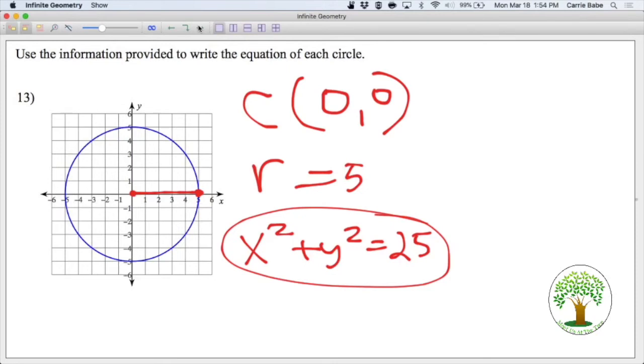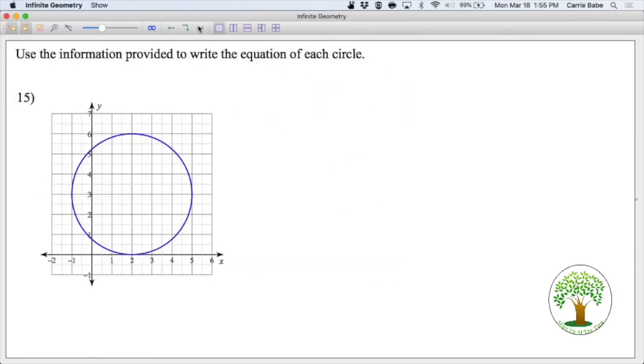Let's do number 15, and that one will be the last one. This time, the center is not at 0, 0. This could be tricky to find the center. What is the center for this one? What I did is I found the lines that were the longest on both and traced them. So where is it at?